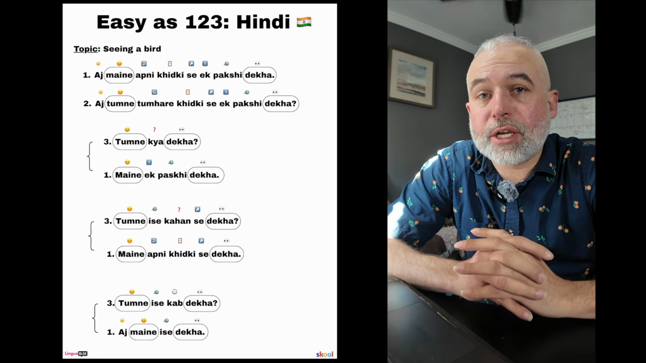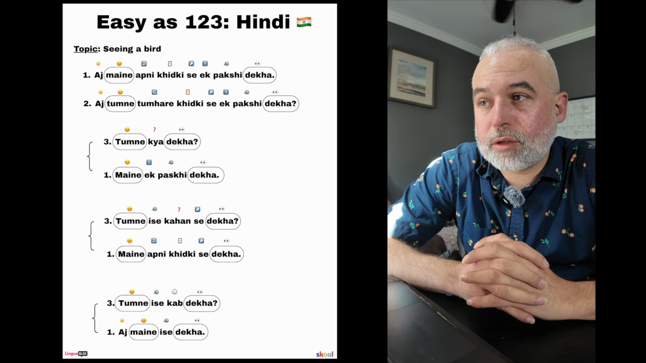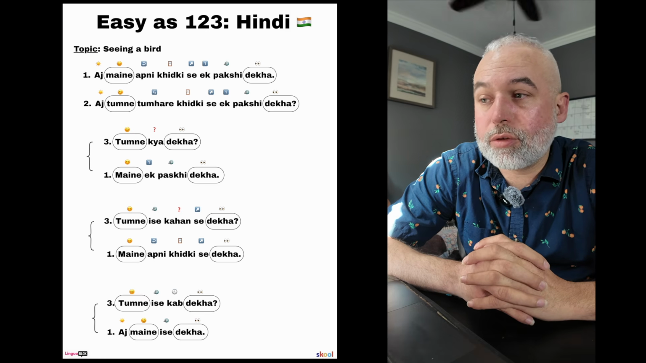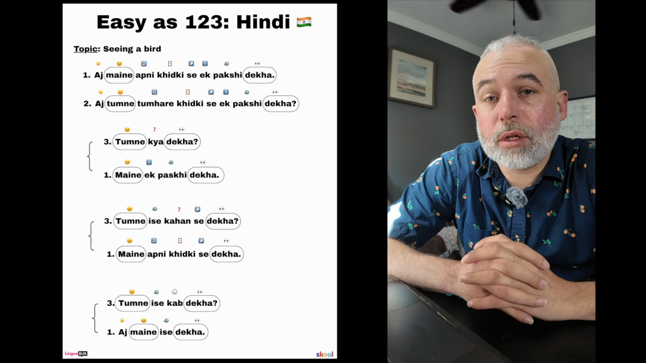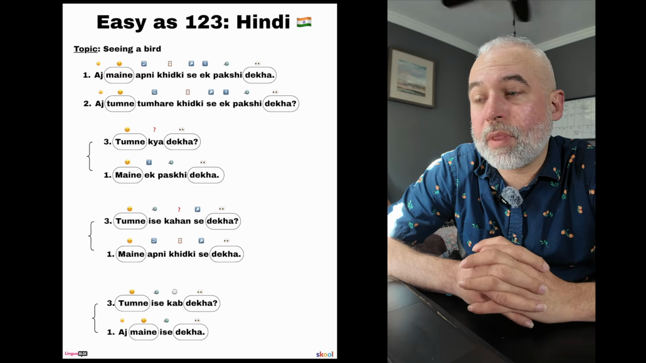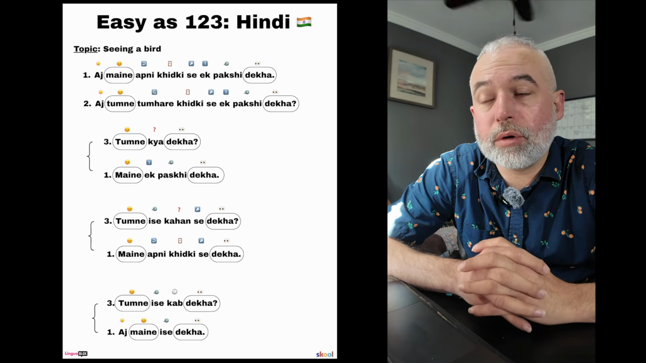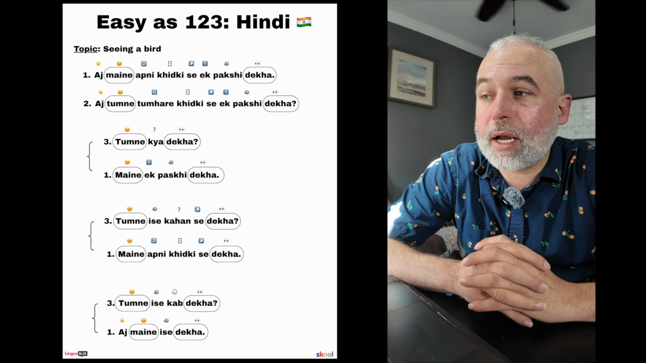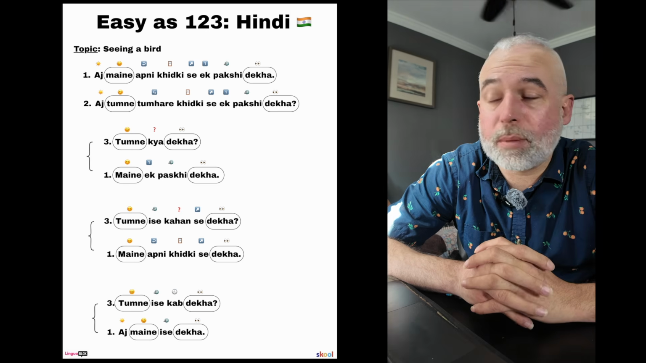I know there's a good chance that you're probably not learning Hindi, but what I'm about to show you on this page, the Easy as 123 Notebook Language Learning Method page, is applicable to all languages, and it just so happens that we're going to look at Hindi as an example. I highly encourage you to adopt this structure into your own notebook in any language that you're learning, Spanish, Japanese, German, or whatever language it may be.